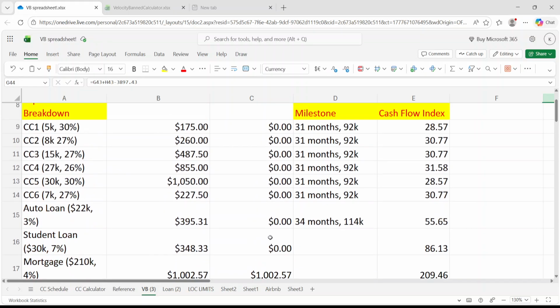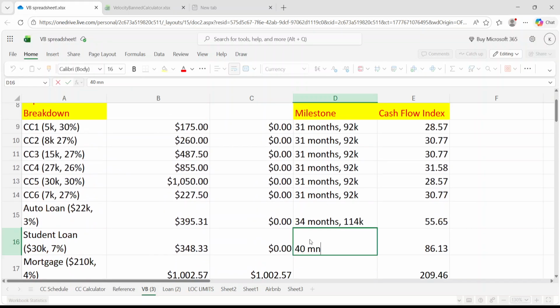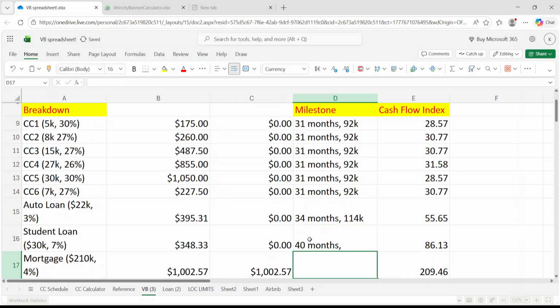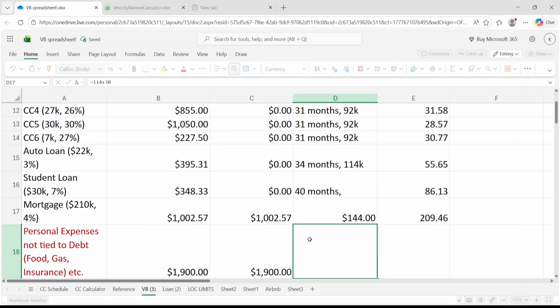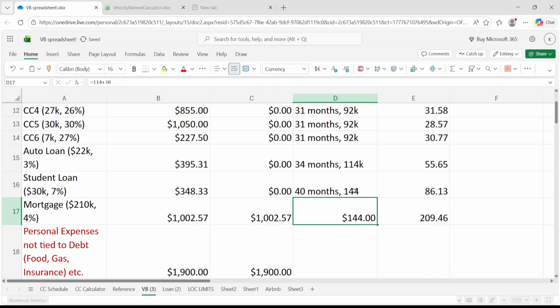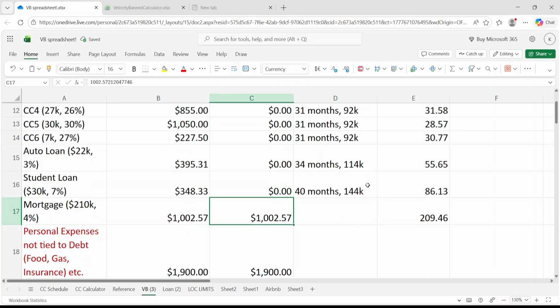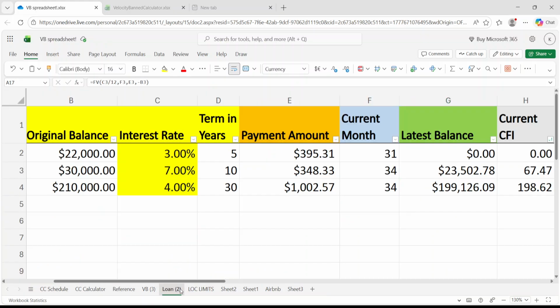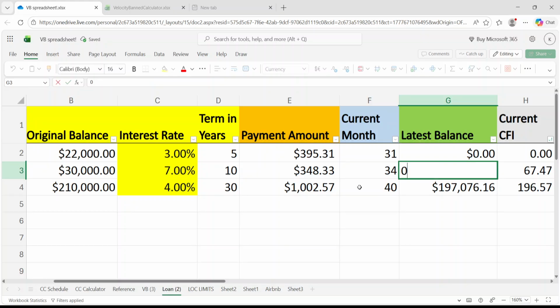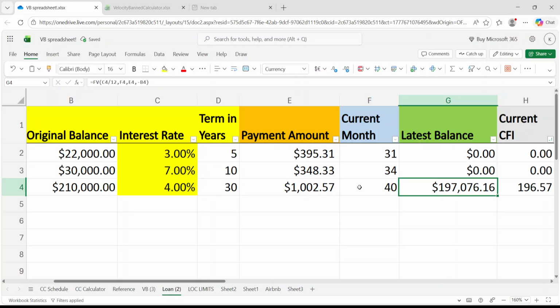And then this is going to be 114 plus 30, 144K. And then now the mortgage at 40 months, what is the balance? So it only took us 6 months to pay off that student loan. But you don't want to do this with the mortgage, and I'll show you why, right?